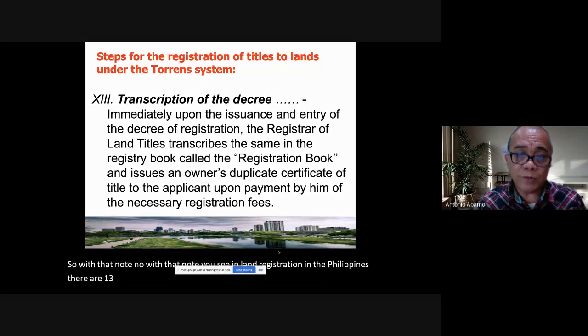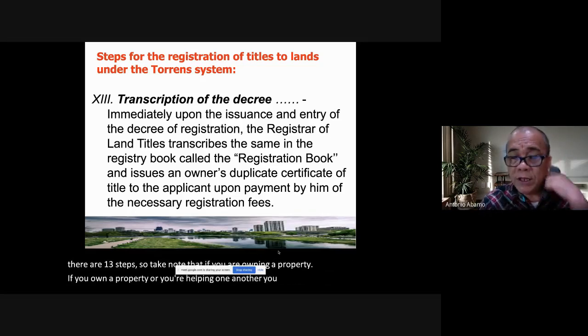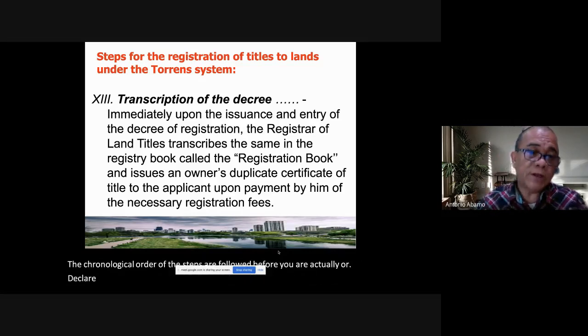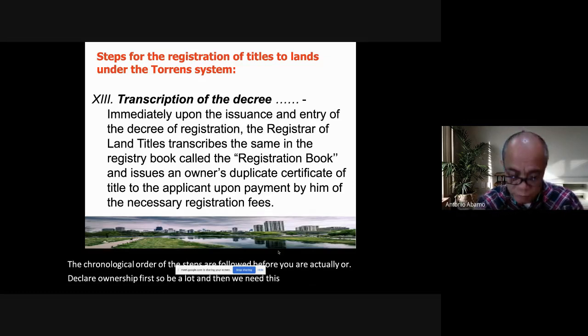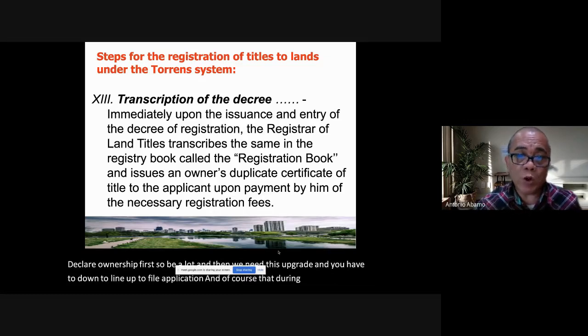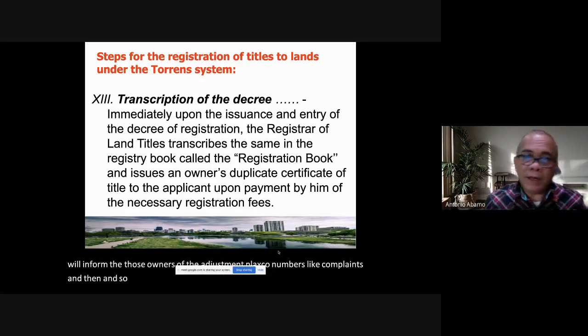So take note that if you are owning a property, or you're helping one another, you have to make sure that the chronological order of the steps is followed before you can actually declare ownership. First, survey the lot. And then when it is surveyed, down the line, you have to file an application. And of course, during the filing, the court will inform the owners of the adjacent plots whether they have complaints. And so on, until finally the decree is issued to register your land.